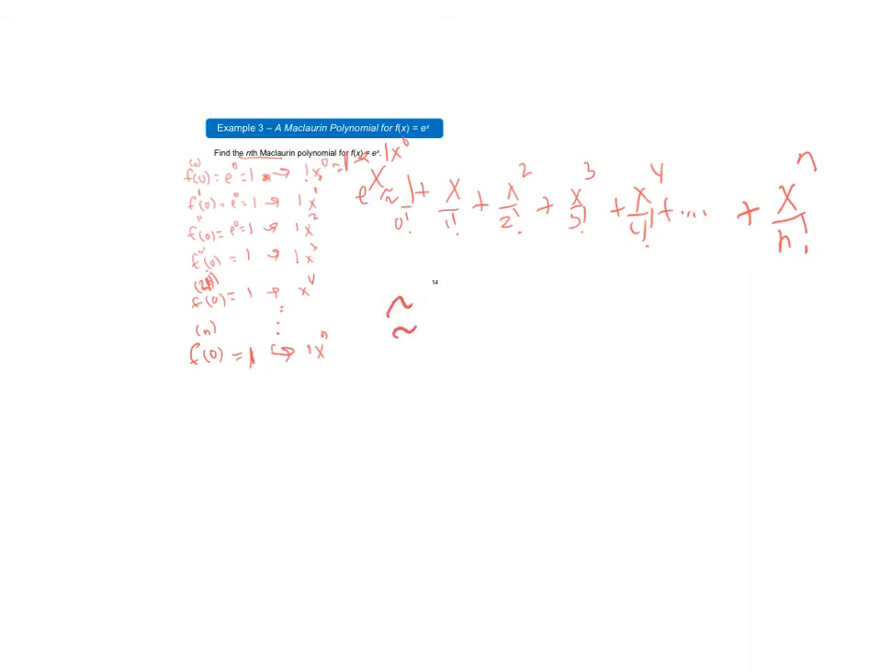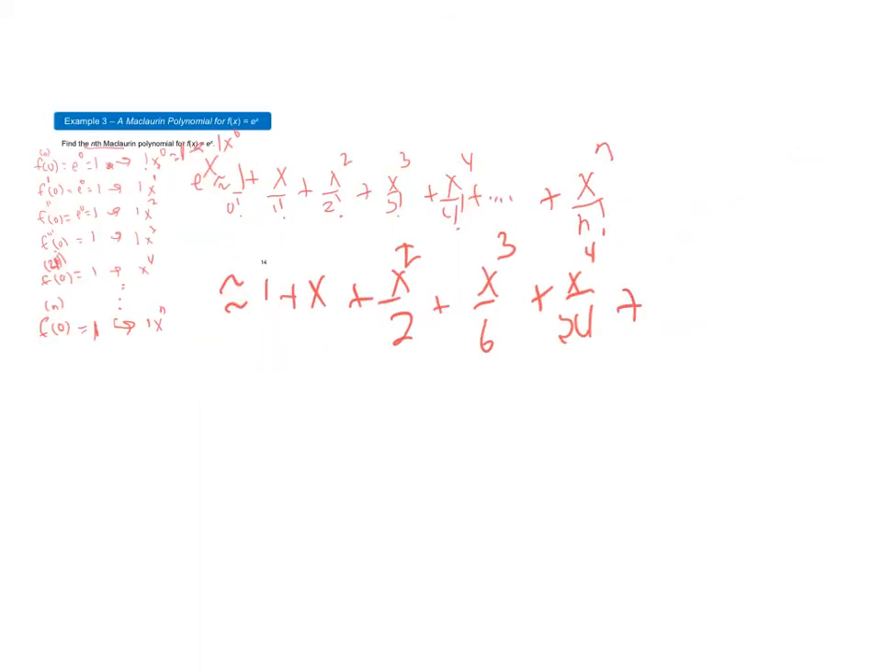Writing it all out, 1 plus x squared over 2, because 2 factorial is 2, plus x cubed over 3 factorial is 6, plus x to the fourth, 4 times 3 is 12, 12 times 2 is 24, dot, dot, dot, all the way to x to the n over n factorial.